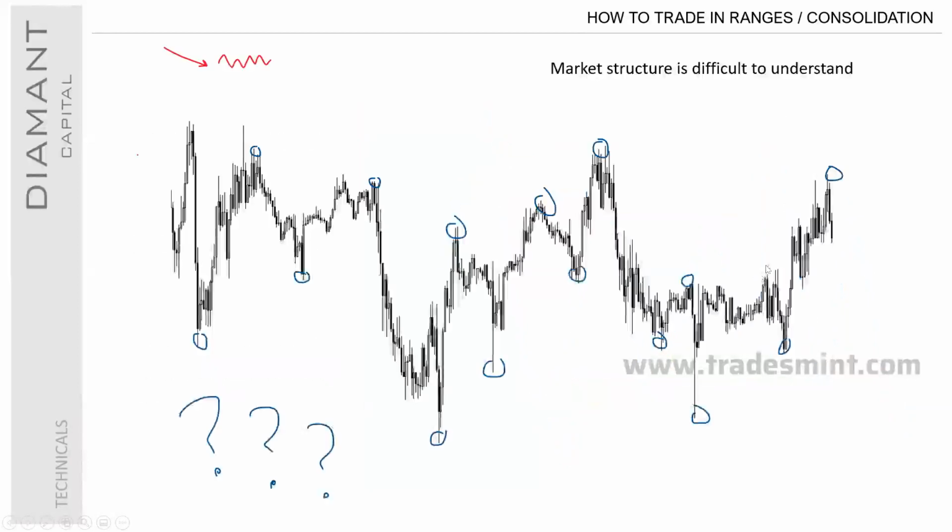So let's take an example in the live markets. Market structure right here, as you can see, is quite difficult to understand. It's just presenting question marks everywhere. So we've got this low, then we've got the lower high, then we've got a higher low, then a lower high again, and then we get the lower low.